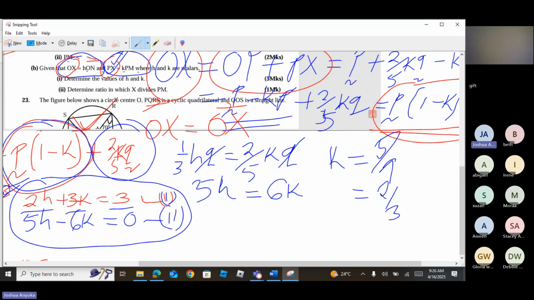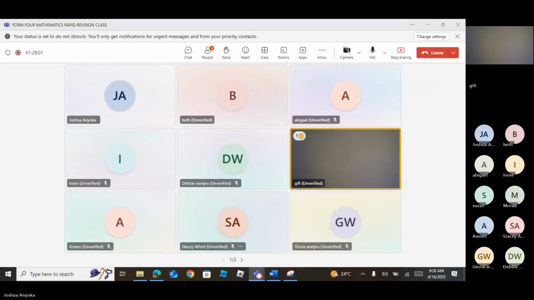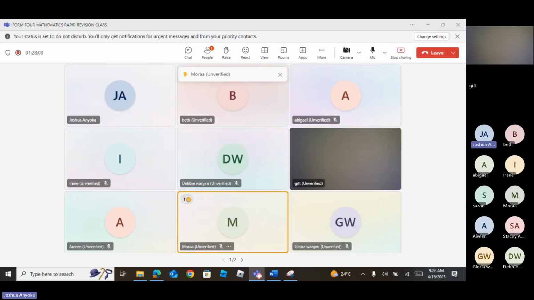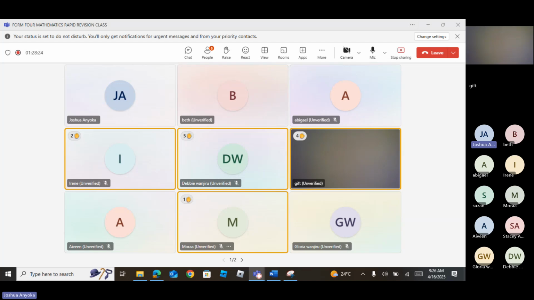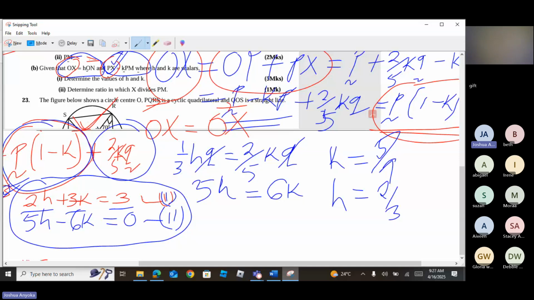So if you have the two values, confirm by raising up your hand. If you have the same values as Beth, Mora is saying she has the same values. Ivin the same. Irene same value. Gift same. So we can agree that the values of k and h are 5/9 and 2/3.